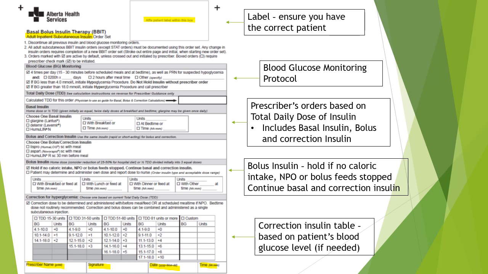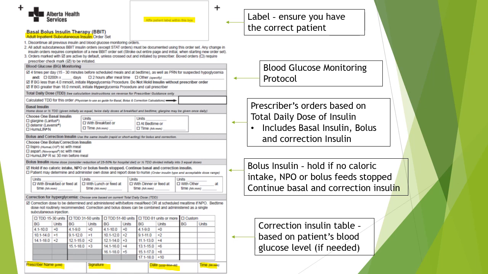So again, before you read the order sheet, you want to make sure you have the right patient and that you have the most up-to-date BBIT orders. So those would be the most important things to do for overall patient safety, especially knowing that insulin is a high alert medication, which means that if you administer it incorrectly, then it could have some serious effects.